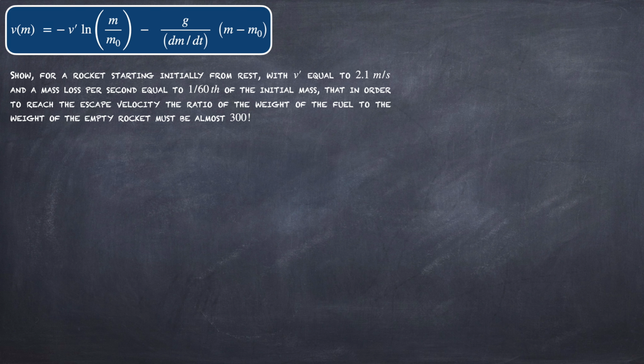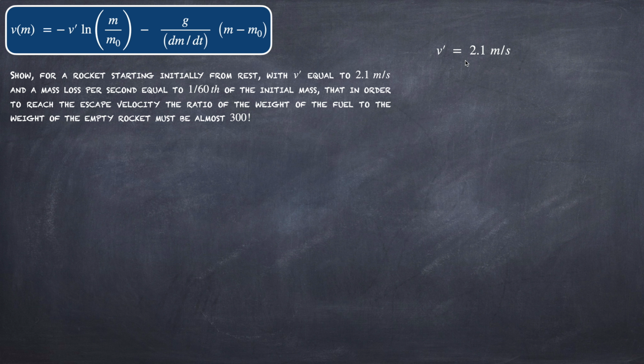And our last goal is to show, for a rocket started initially from rest, so v0 is 0 as we already considered, with v prime equal to 2.1 meters per second, and a mass loss per second equal to 1 over 60 of the initial mass, that in order to reach the escape velocity, the ratio of the weight of the fuel to the weight of the empty rocket must be almost 300.